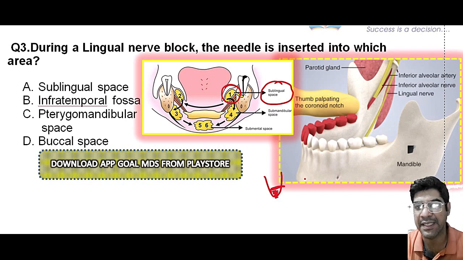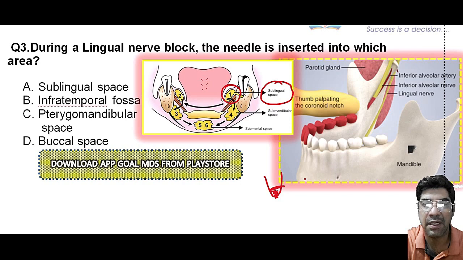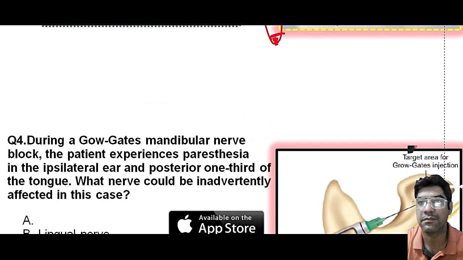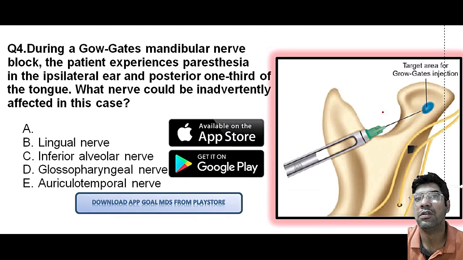So the needle is inserted into the sublingual space. It is positioned in proximity to the lingual nerve, and once it is done, just deliver the anesthetic solution so that it diffuses and blocks the nerve function without causing any direct injury to the nerve itself. So the answer here is A.